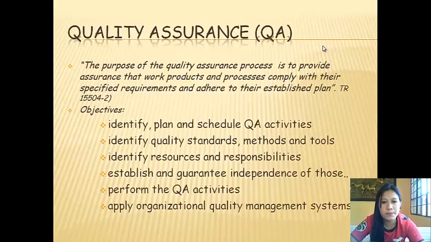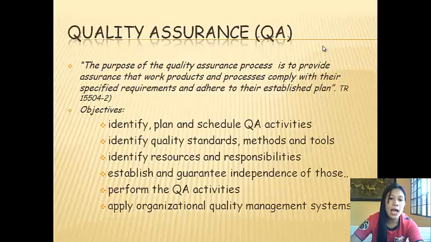The quality assurance. The purpose of the quality assurance process is to provide assurance that work products and processes comply with their specified requirements and adhere to their established plan. The objectives: the first is to identify or plan a schedule of QA activities. The second is to identify quality standards, methods, and tools. The third is to identify resources and responsibilities. The fourth is to establish and guarantee independence of those. The fifth is to perform the QA activities, and the last is to apply organizational quality management systems.